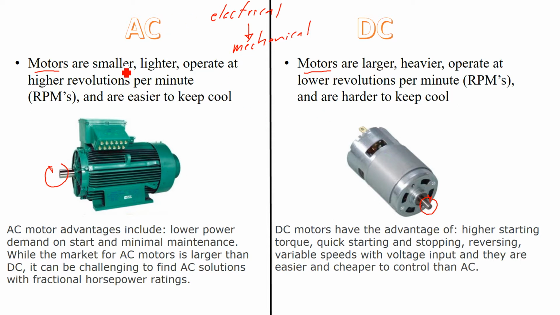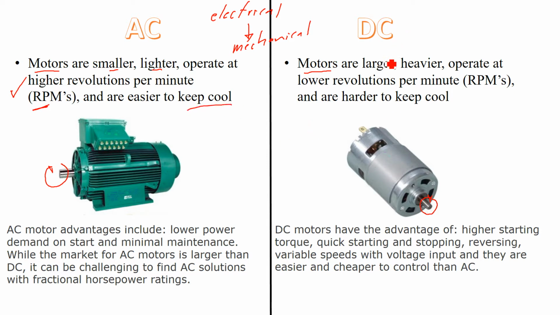So AC motors, it is kind of important that you know these features of them. They're usually smaller, which makes them lighter. This rod spins around at a much, much higher rate, so higher revolutions per minute, or RPMs, and these ones are easier to keep cool.